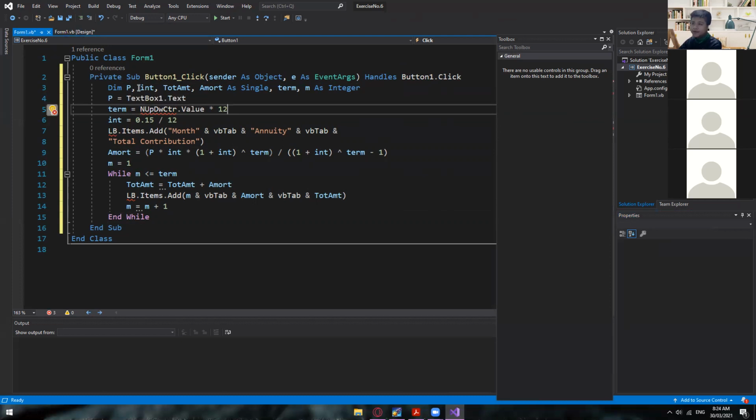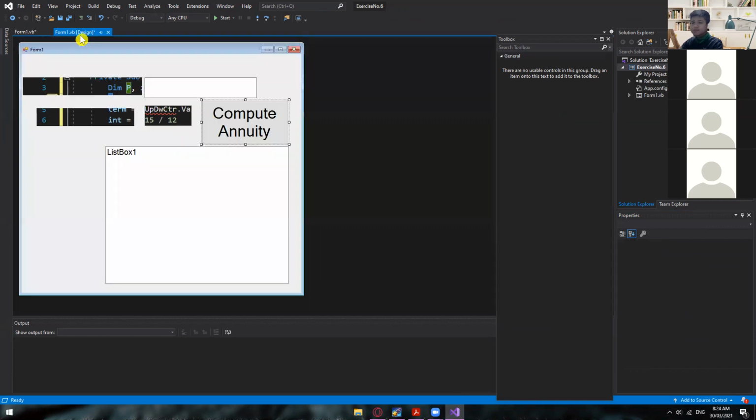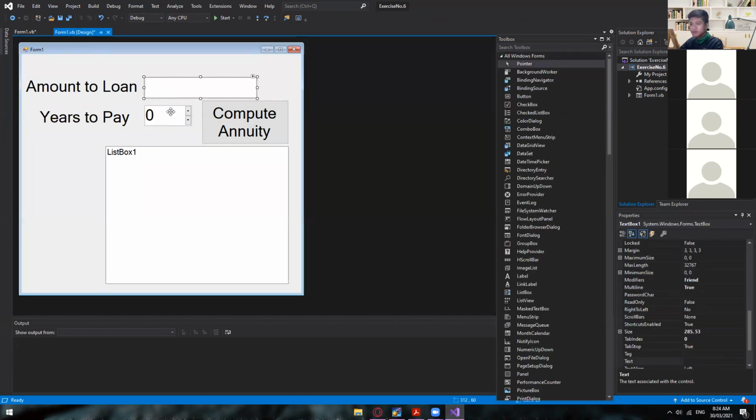Okay, so we have declared here 1, 2, 3, 4 variables as single. So again, if it's declared as single or double or decimal, meaning this can accept a decimal. Okay. And we have here term and then m as integer. So for term and m, it will only accept whole numbers. And whatever is the value of our text box 1 will be passed on to our variable p. Okay, so text box 1 is the amount to loan.